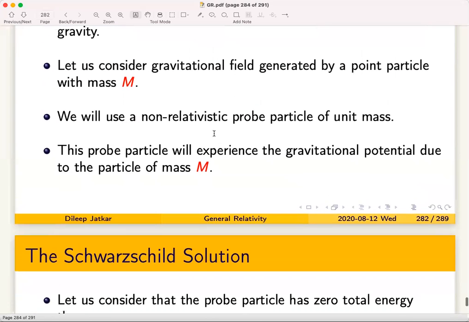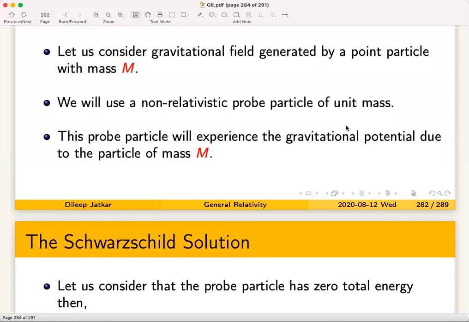Now, what we are going to do is take the non-relativistic probe particle to have a unit mass, so small m is equal to 1. In addition, we assume that if this particle is far away, let's say at infinity, then the total energy of that particle is 0. Remember, the total energy is kinetic energy plus potential energy, right? Kinetic energy is half m v squared, and potential energy is minus G Newton capital M, the mass which generates the gravitational field, times small m upon r. Sorry, upon r, not r squared. Gravitational potential, not the force.